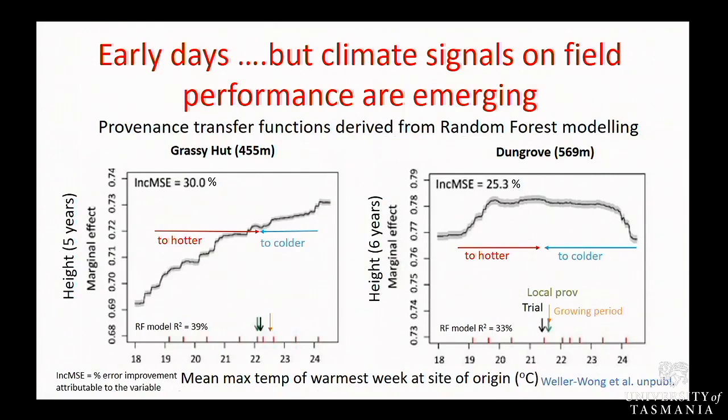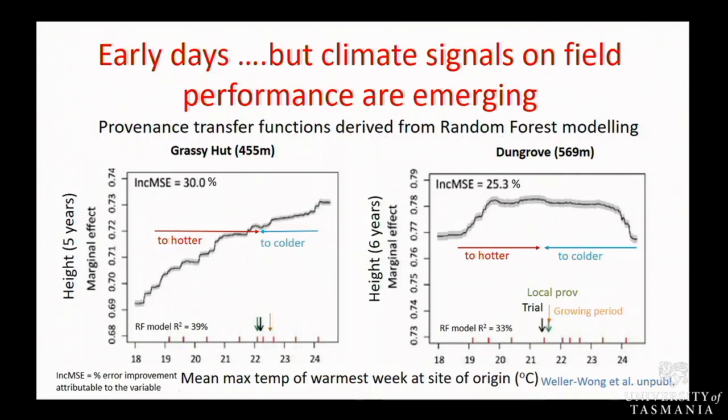And certainly the signals are fairly weak at the moment, but what we are testing, this for example shows what happens if we take a provenance from a home site estimate of 24 degrees C and we move it down to a cooler site here, and this is the growing period, that's the trial site prediction of the climate there. You can actually look at the relative response. We move colder ones to those warmer sites, etc.